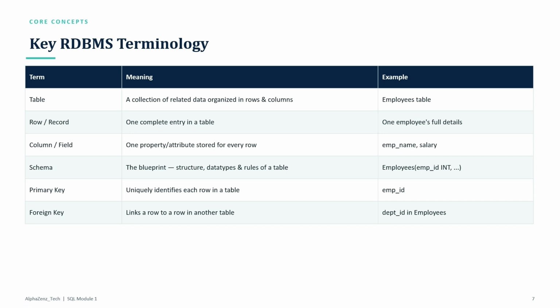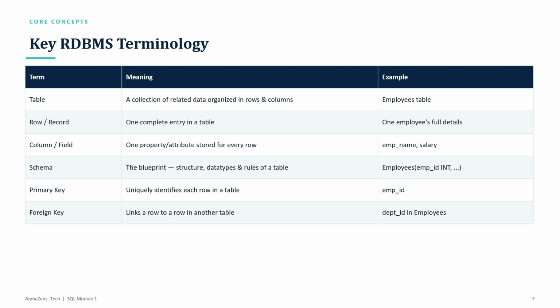Before we move further, let's lock in some vocabulary you'll hear constantly. A table is a collection of related data, organized into rows and columns. For example, our employees table. A row, also called a record or a tuple, is one complete entry in that table. Think of it as one employee's full details. A column, also called a field or attribute, is one property that every row stores, like MP_name or salary.